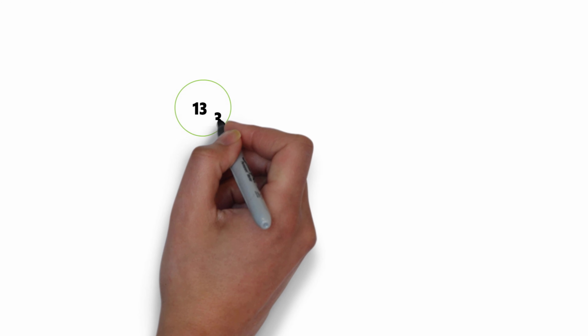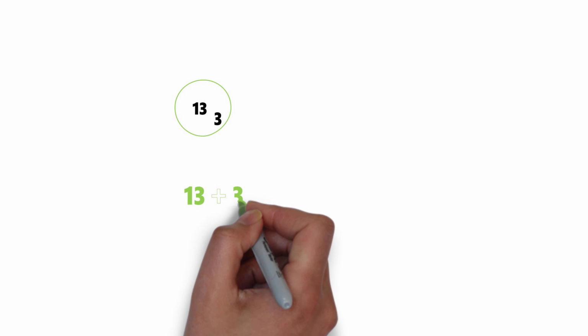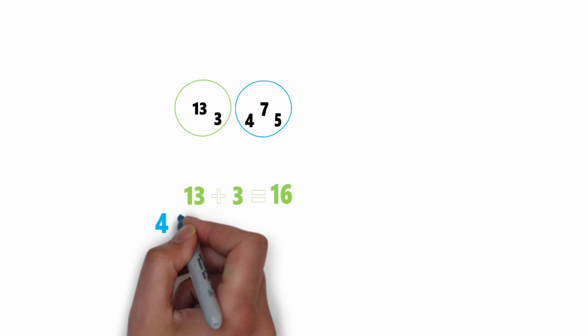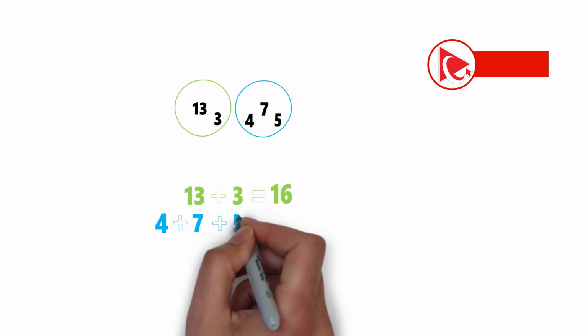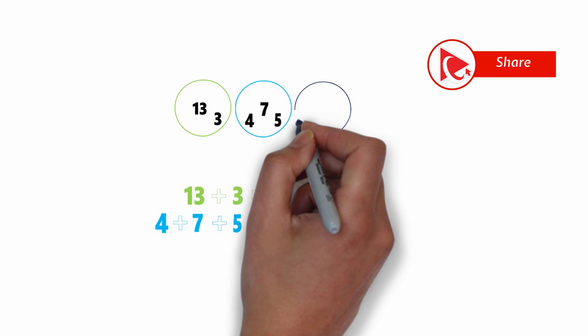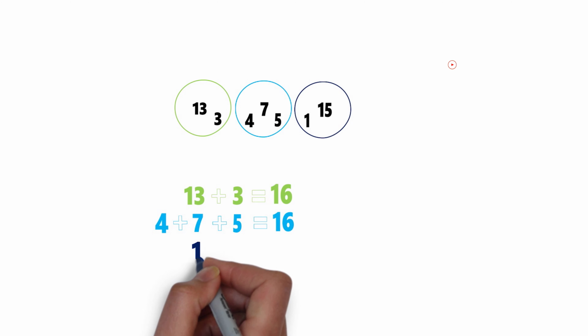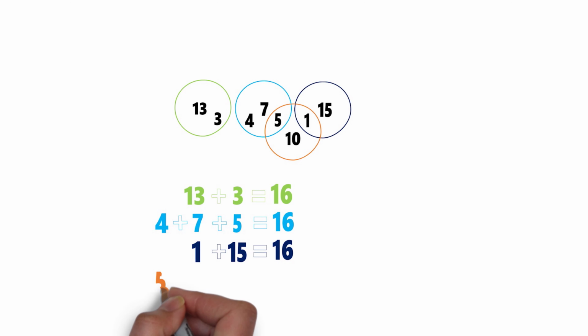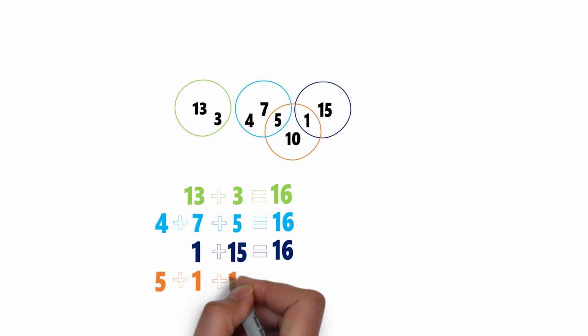We have numbers 13 and 3, and 13 plus 3 equals 16. In the blue circle, we have numbers 4 plus 7 plus 5, and all of them add up to 16. In the black circle, we have 1 and 15, also adds up to 16. And in the orange circle, we have 5 plus 1 plus 10, also equals 16.